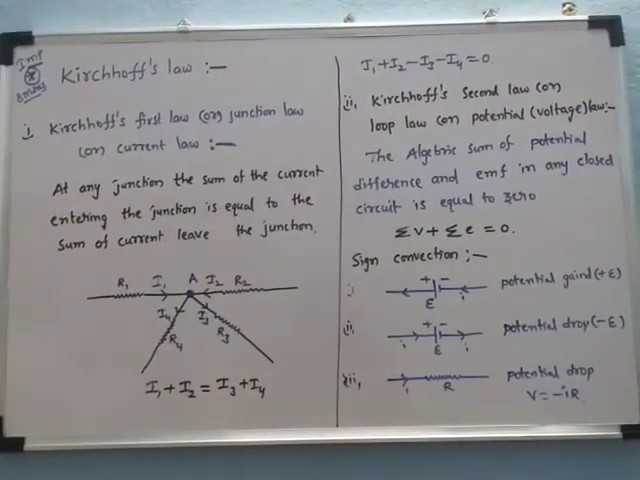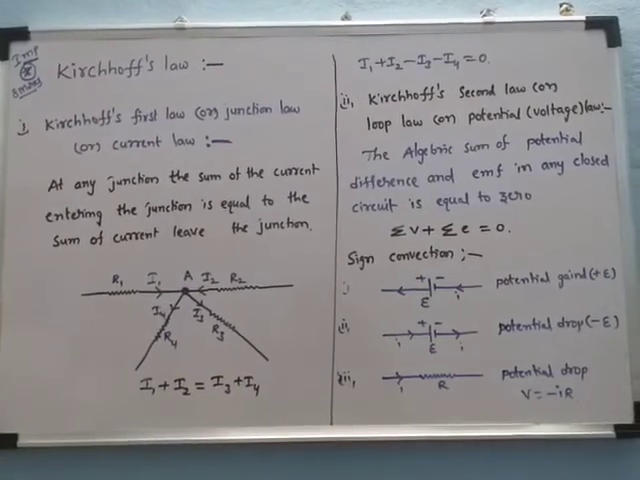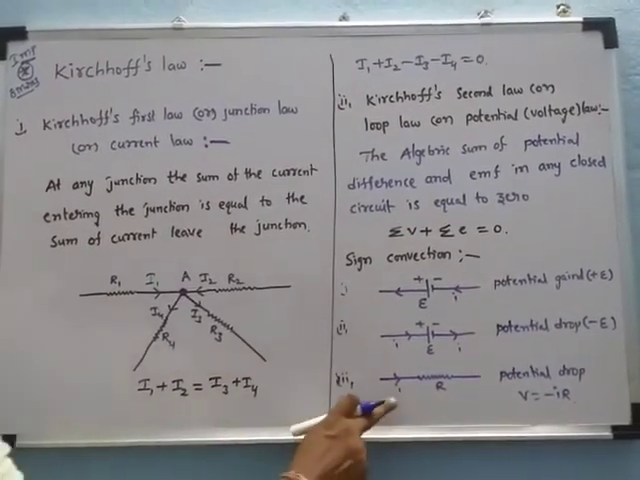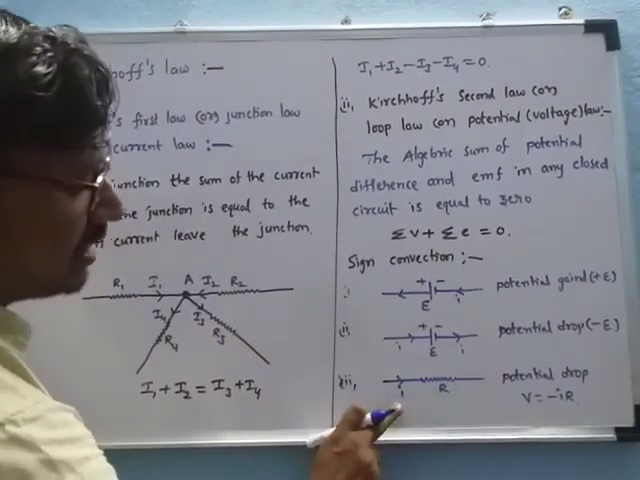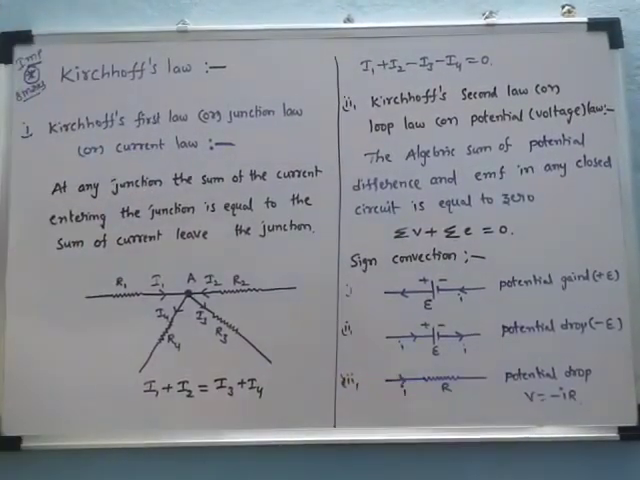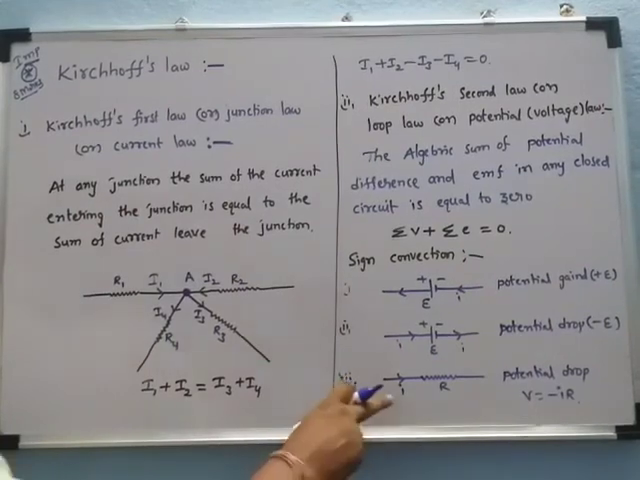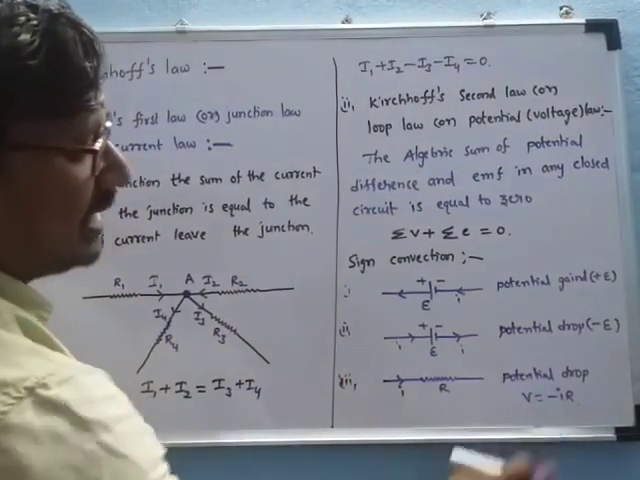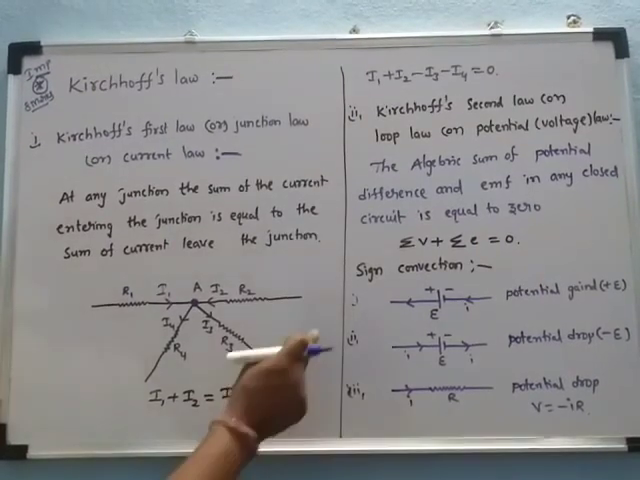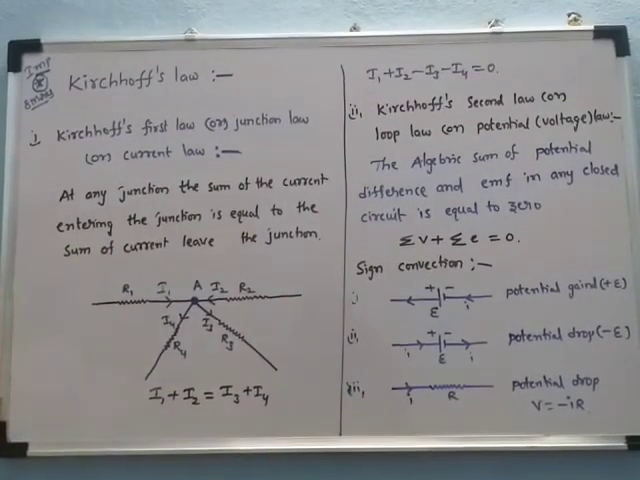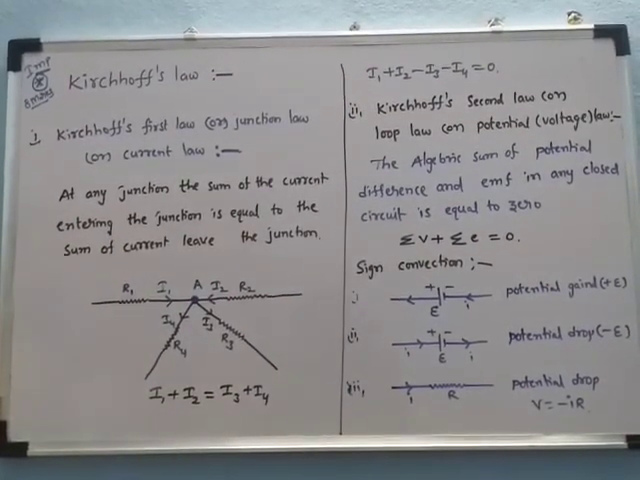Because from Ohm's law, V is equal to I into R. But here the current and the resistance R are in the circuit in the same direction, that is the clockwise direction. When in the same direction, we take the negative, so the potential V is equal to minus IR. These are the main three sign combinations of Kirchhoff's second law that we can apply.